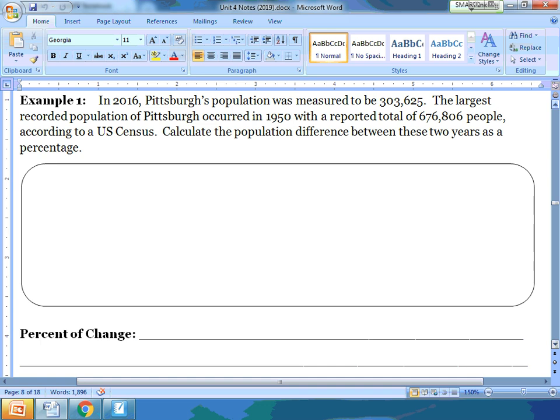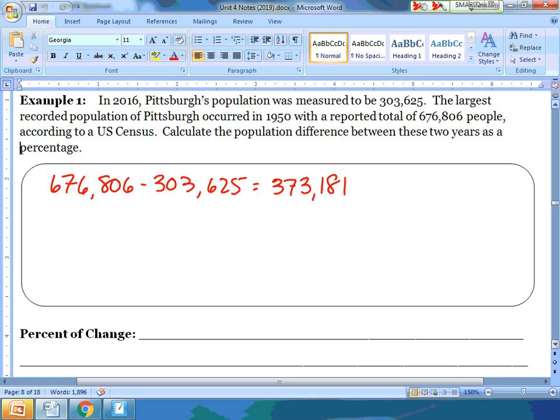Okay. All right, let's talk about it. Cameron, can you describe what you guys talked about or what you used to do this? Okay, so what we did first was 676,806 minus 303,625. Okay. And we got 376,181. And that number there represents what? How like the difference between the two. Yeah, the difference between the two populations, right? How many people less there are in Pittsburgh than there were 66 years ago?